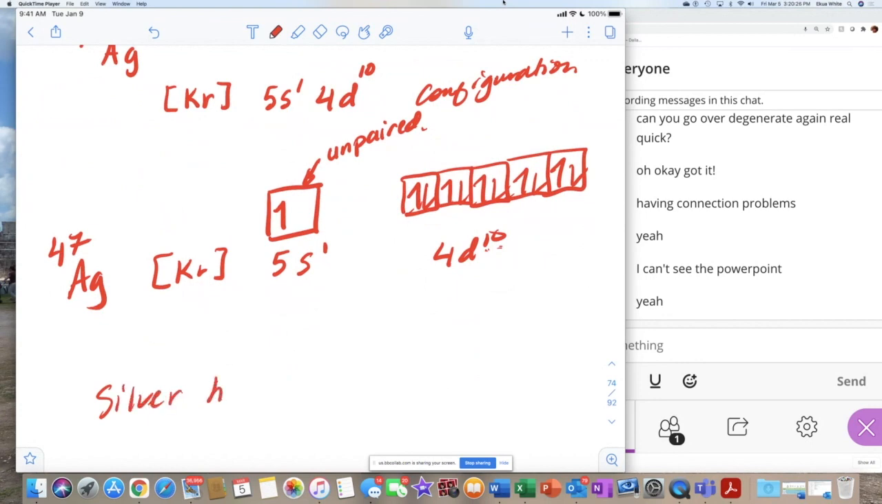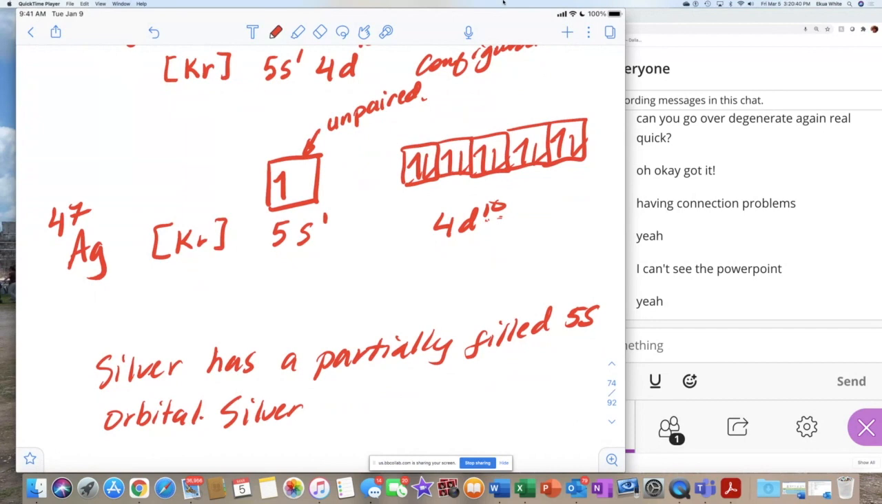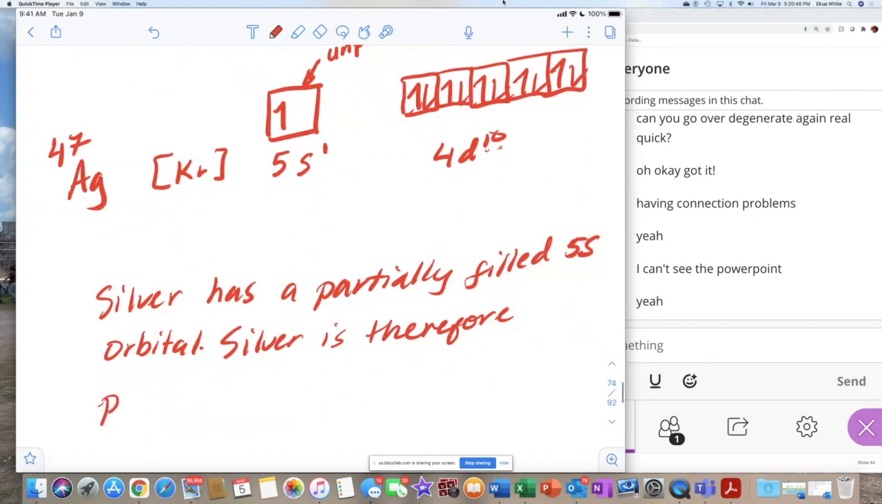Silver has a partially filled 5s orbital. Silver is therefore paramagnetic, because it has partially filled orbitals. So the magnetic behavior of the metal or the element or the ion starts to show up because you have a partially filled orbital.